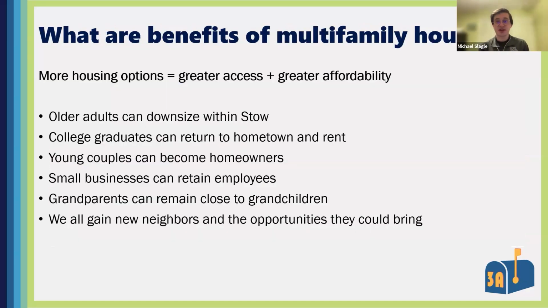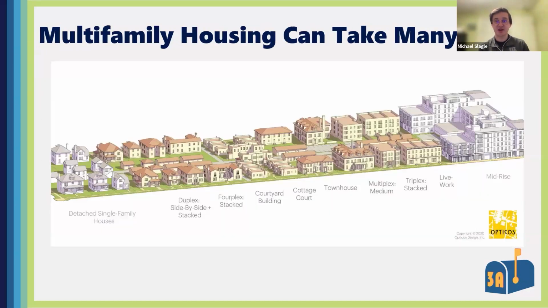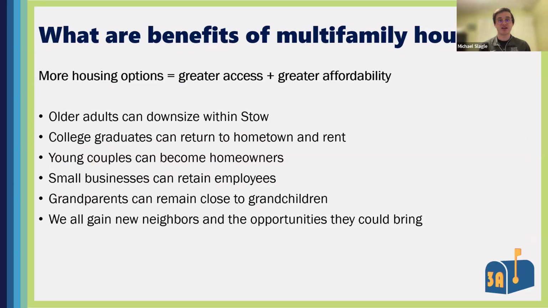With section 3A, we don't have to go into any specific type of multifamily housing, but we can use this as a toolbox for inspiration of what we would want to see in the future. On the next slide, we can see that there are some benefits already to multifamily housing. It can help older adults who wish to downsize. Young college graduates can come back and live in their hometown if they'd like, or in a different town.